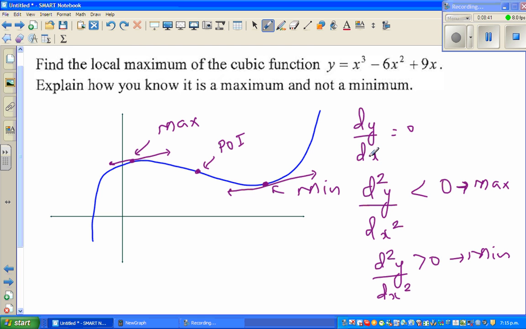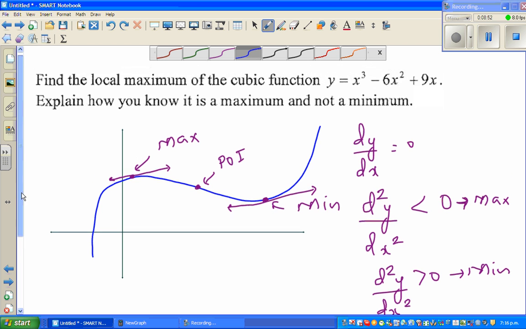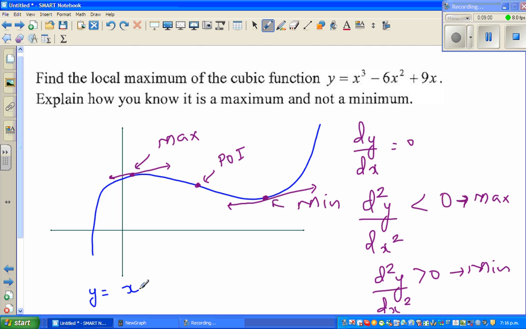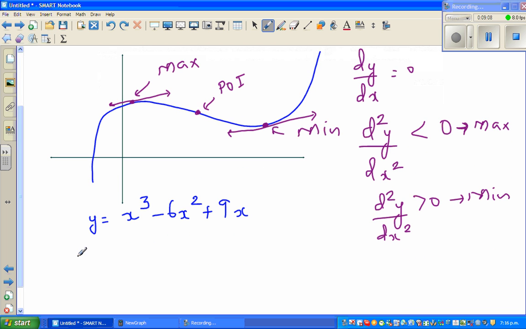Basically, they're asking you to find the second derivative, and you can find the second derivative only from the first derivative. So let me rewrite the question, where y is equal to x cubed minus 6x squared plus 9x. Let us differentiate it. dy by dx, this is a power function or a polynomial, so drop the power down, which is 3x squared minus 12x plus 9.